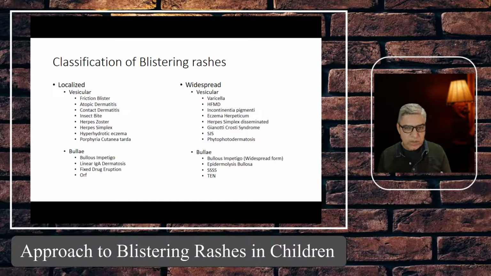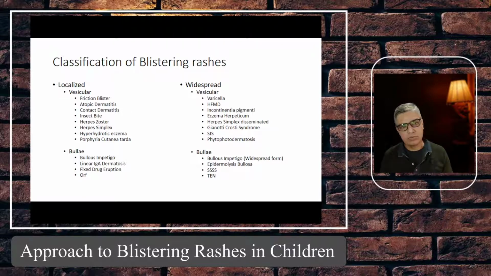So I was talking about friction blisters. Friction blisters are usually localized, usually solitary or maybe one or two, and they are usually present in parts of excess friction. So a friction blister would be a suckling blister on the finger or on the thumb, especially in neonates and infants. It could also be present on those parts of the body which come in repeated friction.